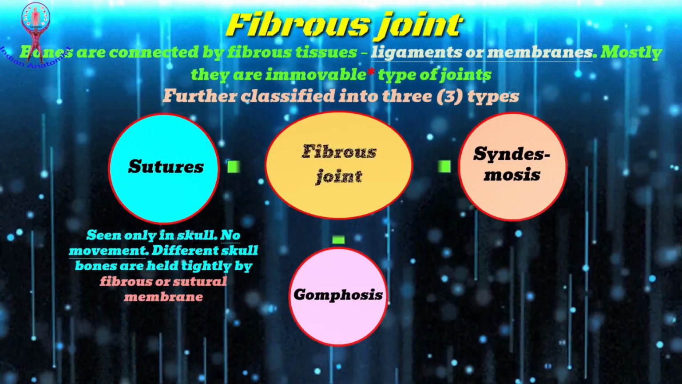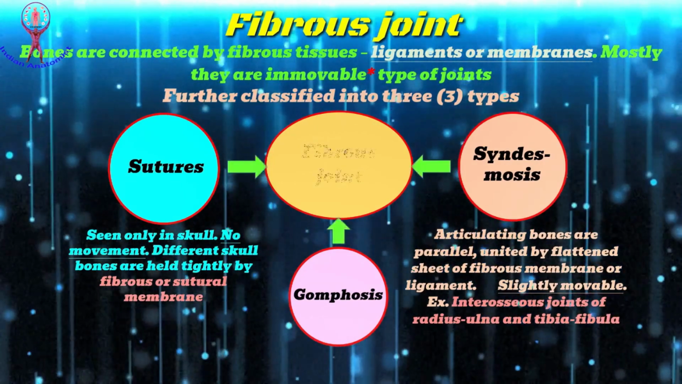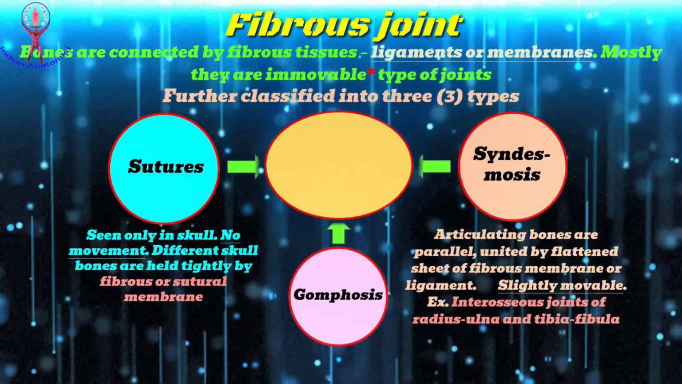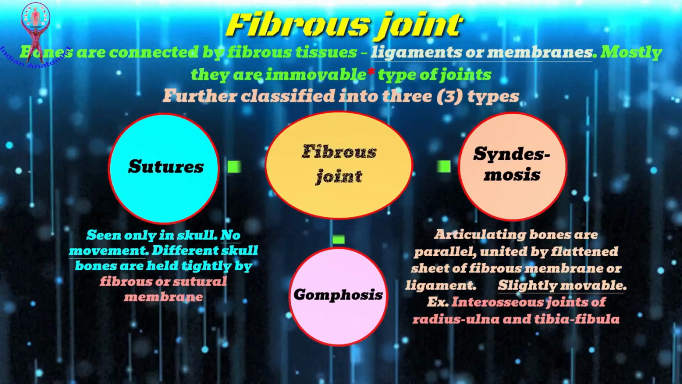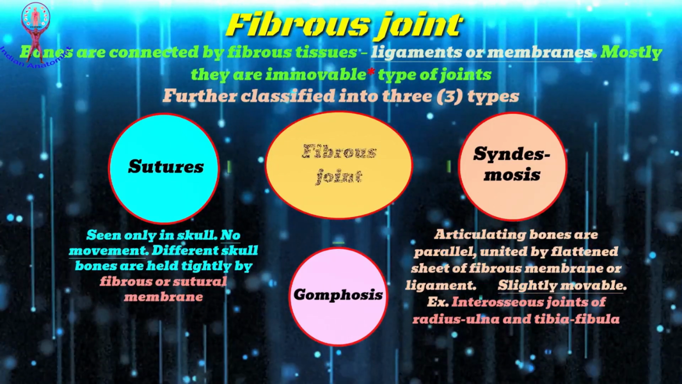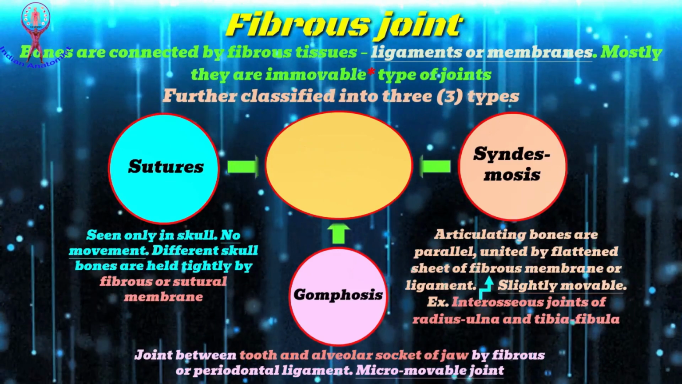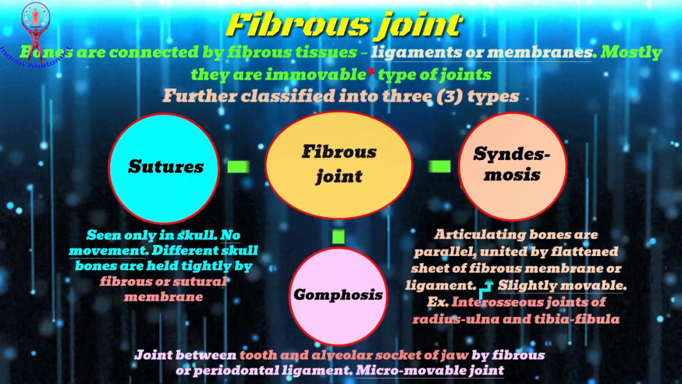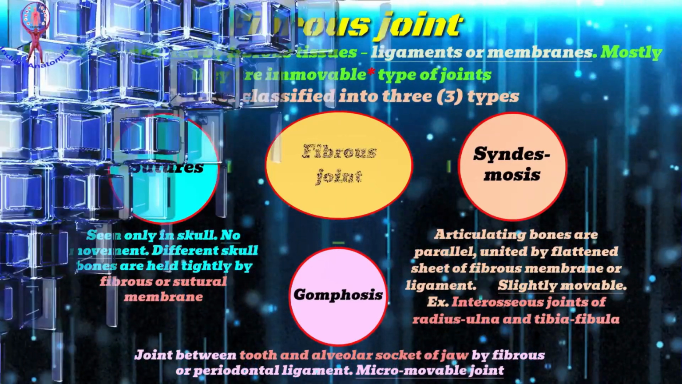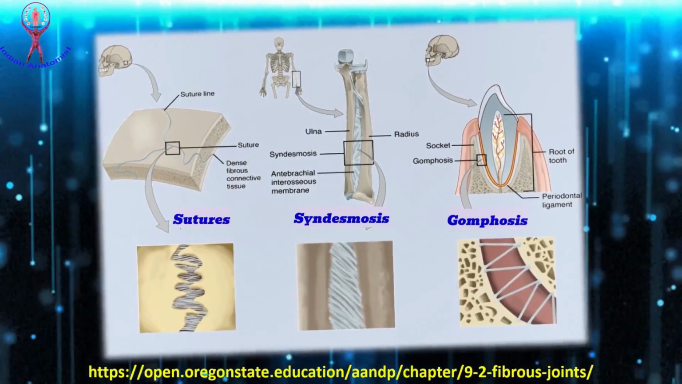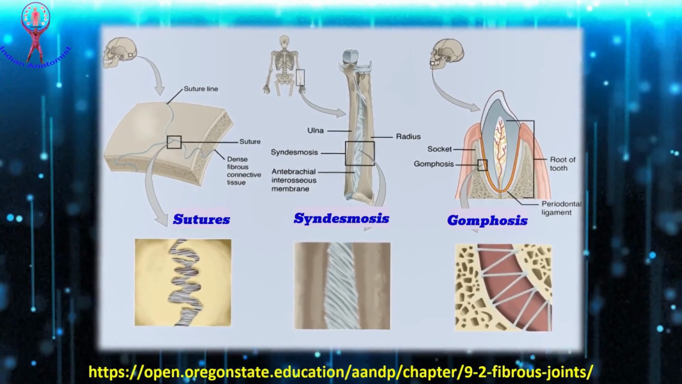Number 2 is syndesmosis. Articulating bones are parallel, united by a flattened sheet of fibrous membrane or ligament. Slightly movable. Example, interosseous joints of radius ulna and tibia fibula. And the third type of fibrous joint is gomphosis or peg and socket joint. This joint is present between the tooth and alveolar socket of jaw bones by fibrous or periodontal ligament. These are micromovable joints. This image shows the different types of fibrous joints: sutures, syndesmosis or interosseous joints, and gomphosis.